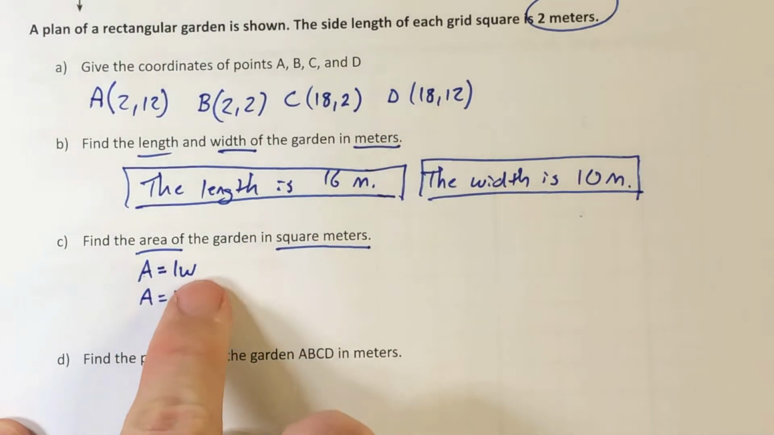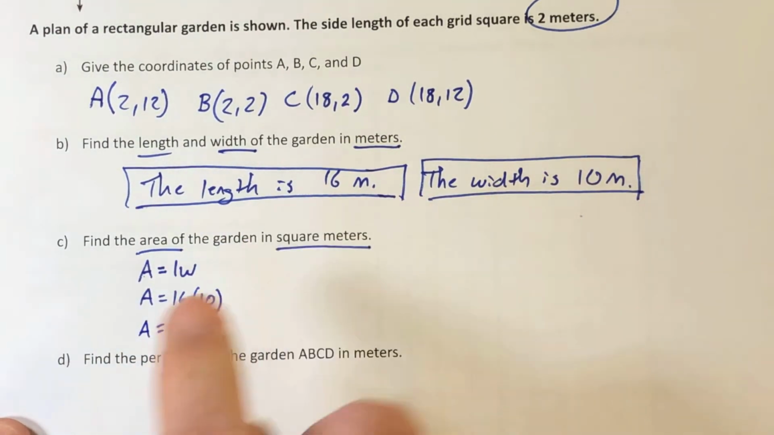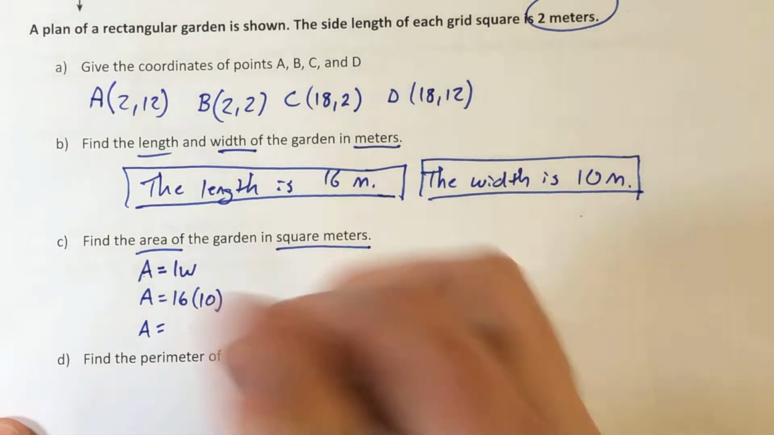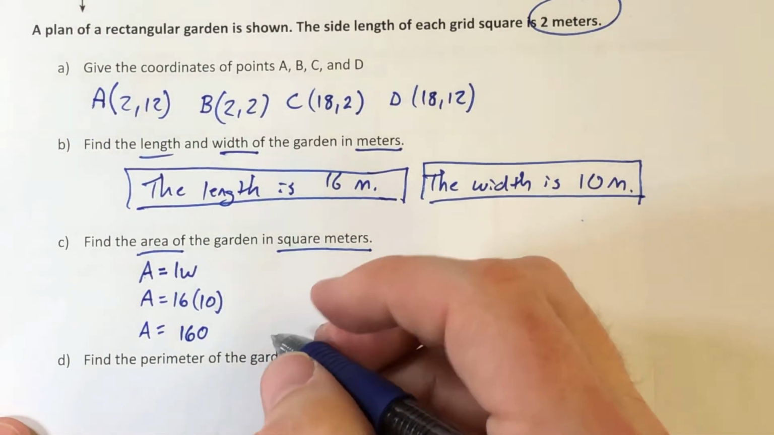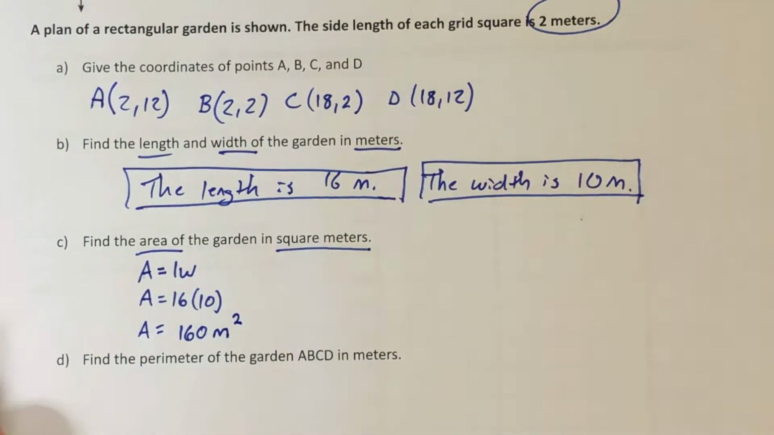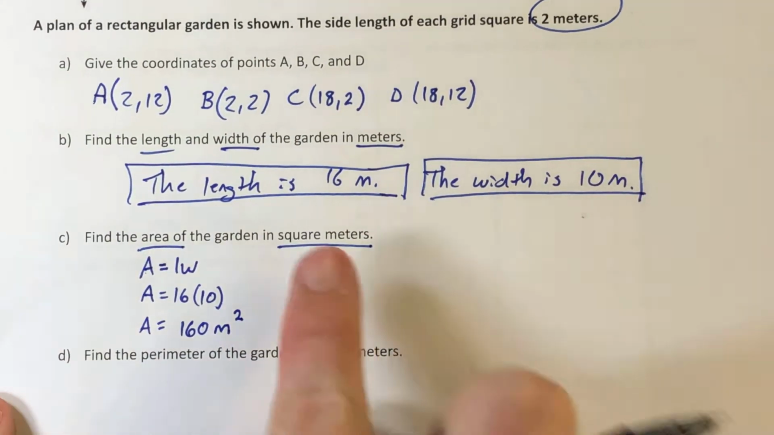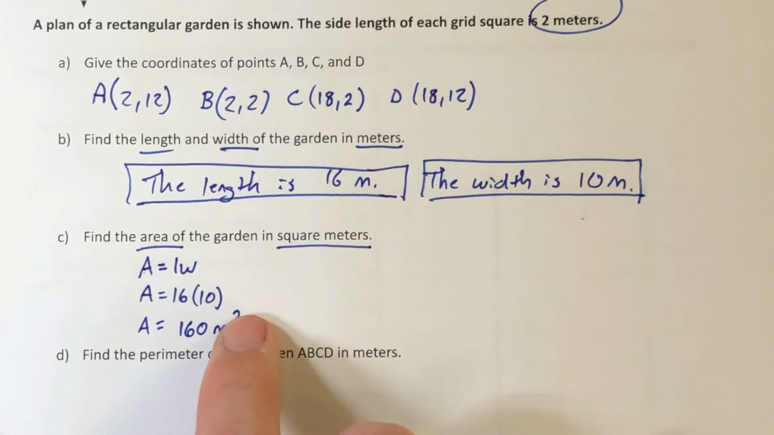So, again, when letters are next to each other, it means multiply. So we're going to do 16 times 10. It's 160. What's our label? Square meters. So we're going to write m to the power of 2. M squared. In words, you can write the square first. But when you use the symbols and numbers, the exponent comes at the end.